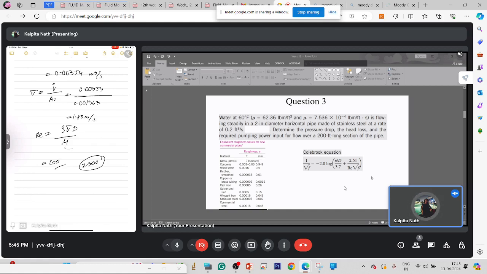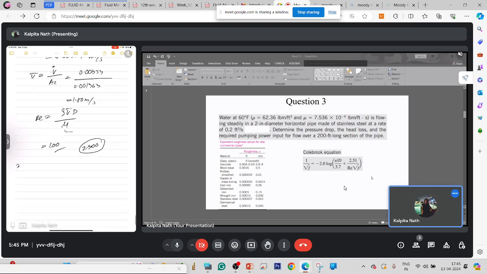Okay, so about this problem, let's proceed. Density is given as 62.36 pound per feet cube. Viscosity is given as 7.536 times 10 to the power minus 4 pound per feet second. The flow rate, the pipe length, and the pipe diameter are known, so we can calculate the average velocity and the Reynolds number to determine the flow regime.